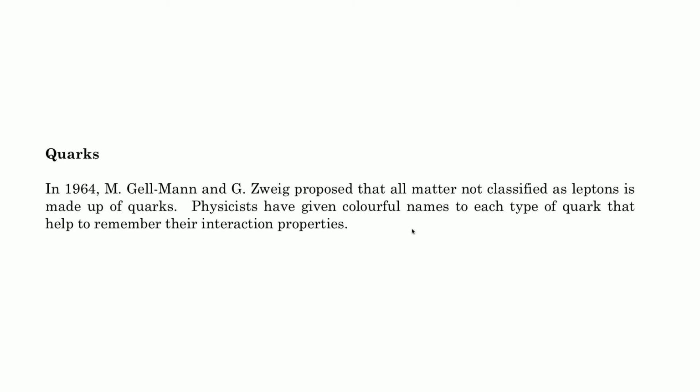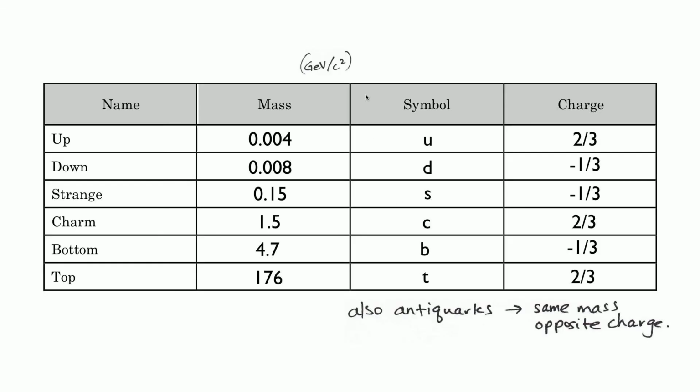So here is a little table. Again, this is really just from your textbook. So there's the up quark, the down quark, the strange quark, the charm quark, the top quark, and the bottom quark. Here are their masses, which you'll notice are in increasing order. Their symbols, the masses, of course, are given in giga-electron volts per c squared, so they're much heavier than the leptons.